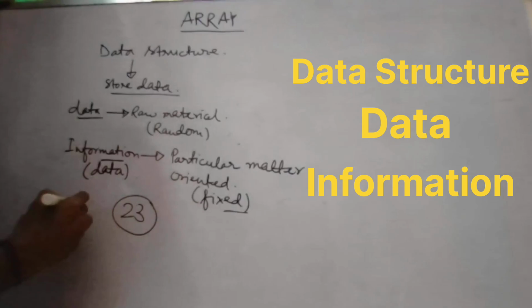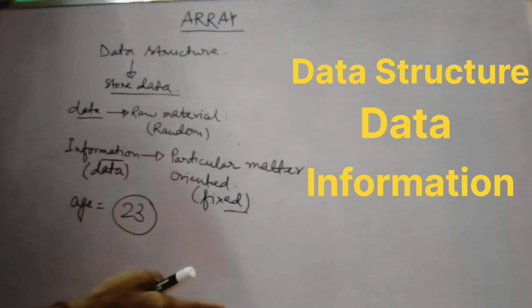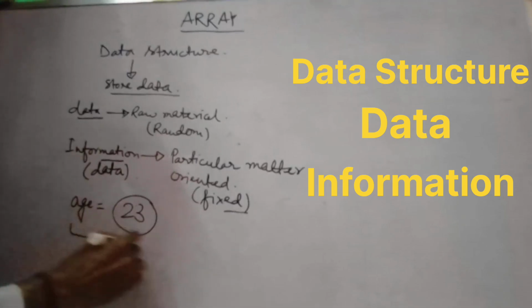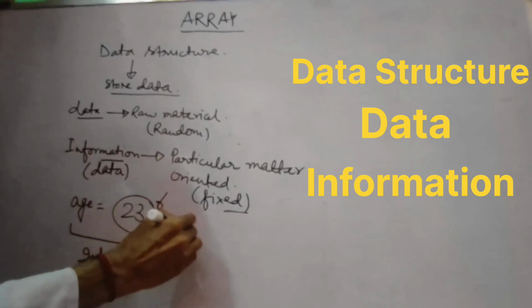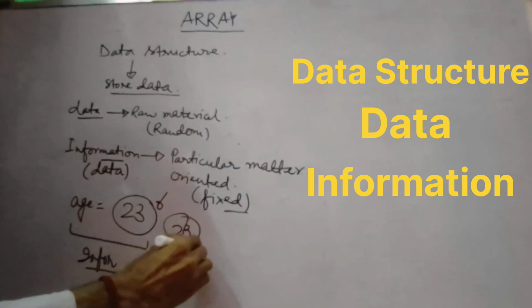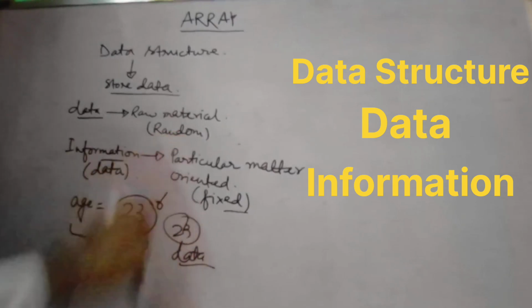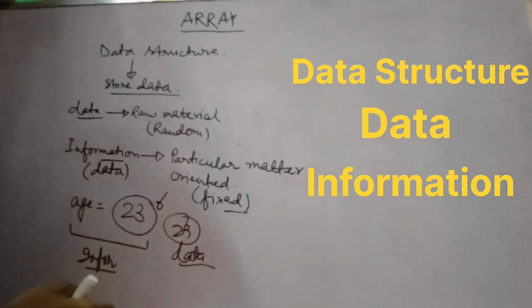Now if we see age equal to 23, it is clear that 23 is an age, anyone's age it can be. So here the whole age equal to 23 is called information, while only this 23 is a random value, so it is data. Data is a random value and information is a particular or fixed thing. I hope you can understand.